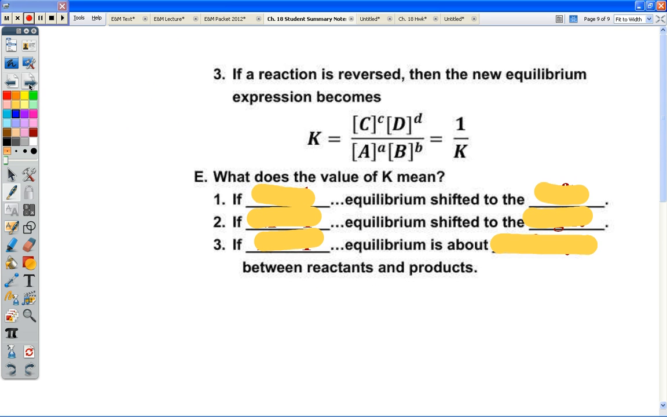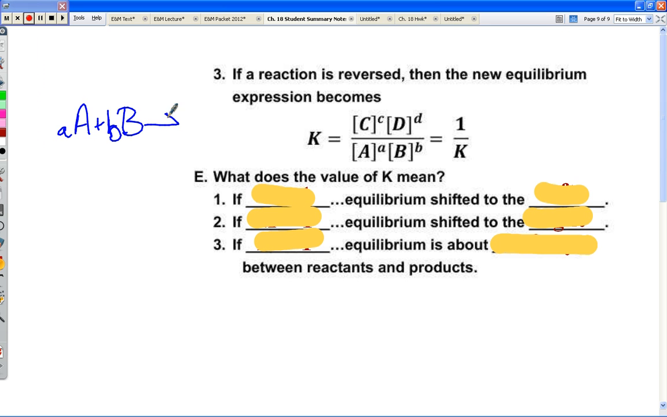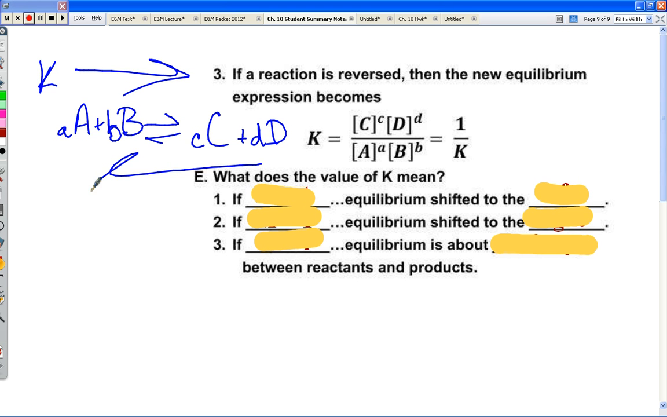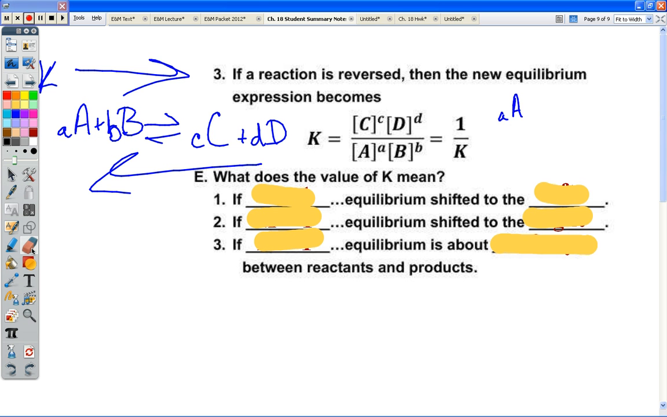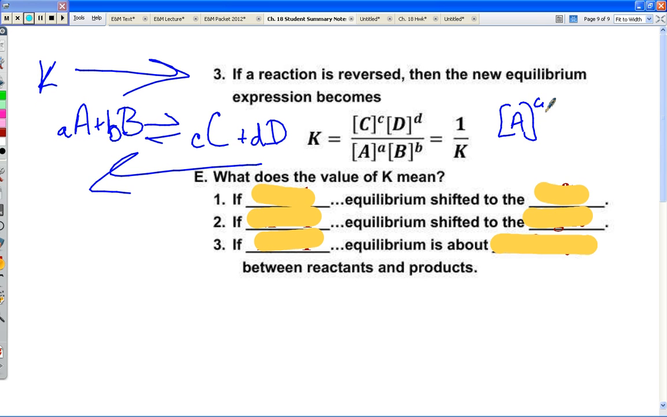Okay. So if we reverse the reaction, then the equilibrium expression becomes 1 over K. If we have aA plus bB makes cC and dD, and K is the equilibrium expression for that reaction, then the expression for the reverse reaction is going to be A to the a, B to the b over C to the c, D to the d.